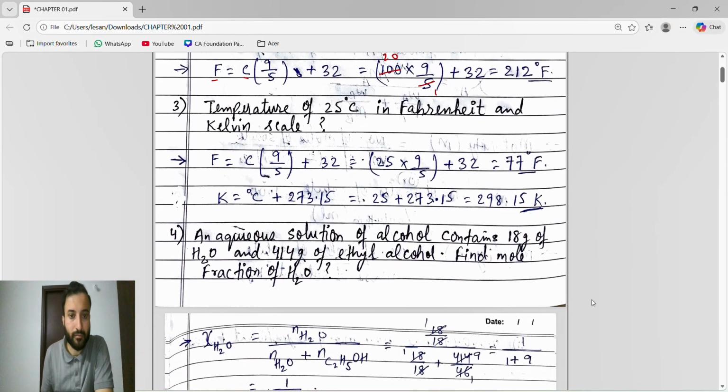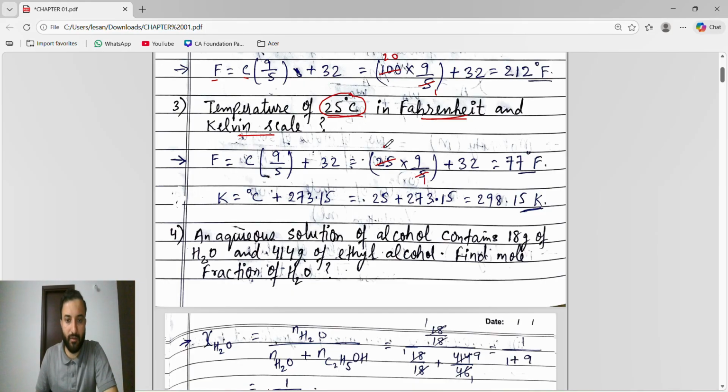Okay. Now temperature of 25 degrees Celsius in Fahrenheit and Kelvin scale. Means we have to find the temperature when 25 degrees Celsius is given, in Fahrenheit. So we know which formula to use where we have to find Fahrenheit and degree Celsius is given. This formula: Fahrenheit is equal to C into 9 by 5 plus 32. So degree Celsius is what? 25. So 25 into 9 by 5 plus 32.